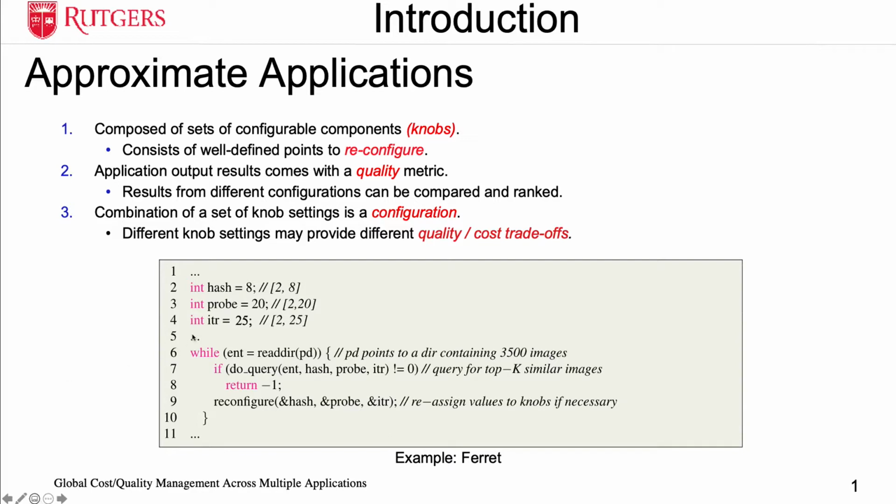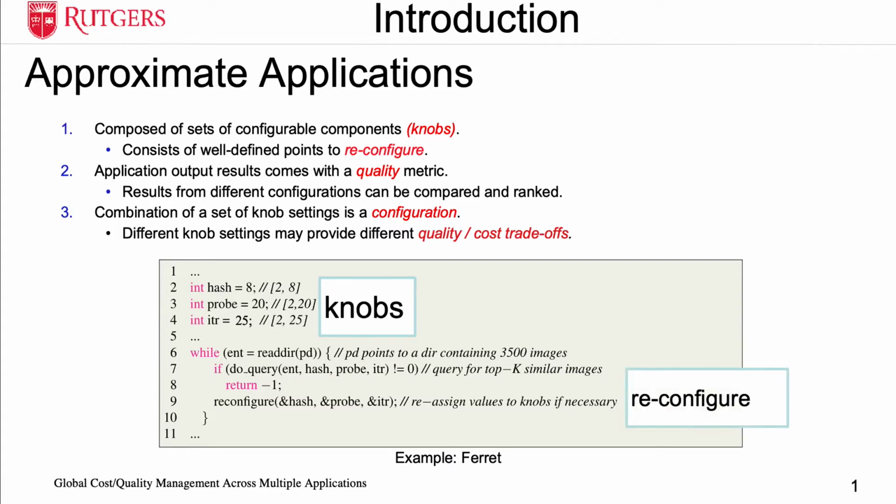In an approximate application, there will be one or more configurable components that can be tuned dynamically. We call them a knob. A combination of the knob settings is called a configuration. An application can choose to change the configuration by tuning one or more knobs during the execution. In our Ferret example, it has three variables that could have different values within a certain range. The vector of settings 8, 20, 25 forms a configuration.